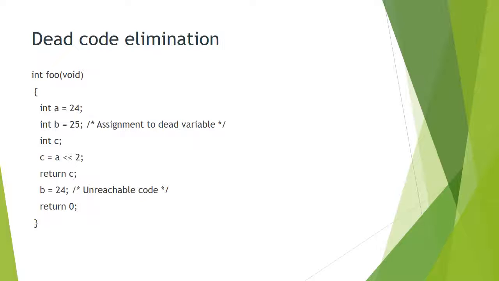Again, we can see that any statements written after return cannot be executed. Hence, they are unreachable code. Removing the unreachable code will also make the program efficient. Hence, b equal to 24 after return c and int b equal to 25, both are dead code, and hence they should be removed for optimization.